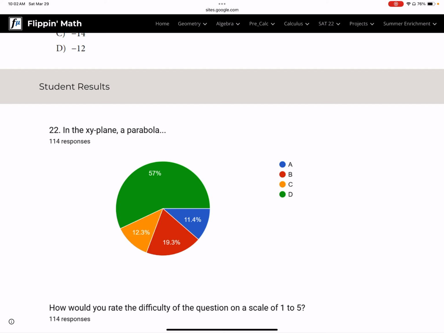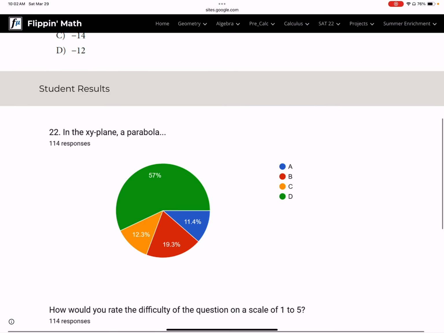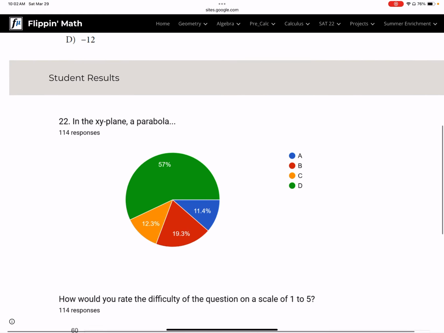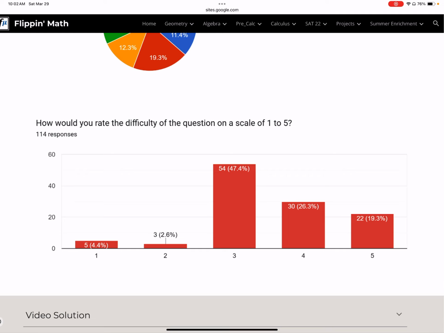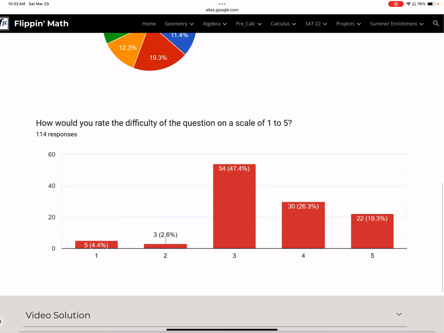And the other three answer choices are nearly evenly split between the other three, with a slight spike here at answer choice B, negative 19. I don't know what's up with that. Anyway, we said that this thing was roughly a medium level question. You can see the biggest spike here at 3, maybe skewed a little bit towards the medium.